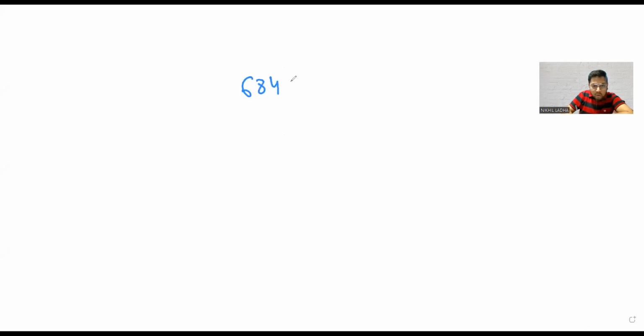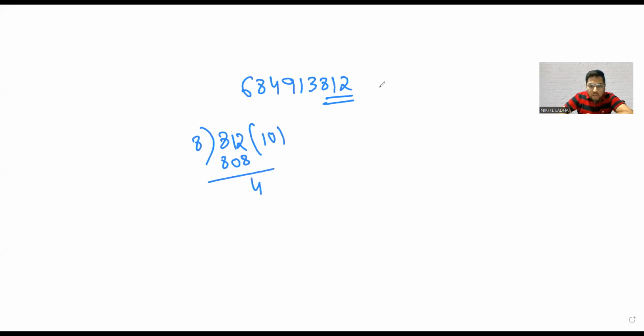6, 8, 4, 9, 1, 3, 8, 1, 2. We are not bothered about the entire set of digits. We are just bothered about the last 3 digits. So 8, 1, 2, we will be dividing it by 8. It will be 808 by the number 101. The remainder comes as 4. So when 684913812 is divided by 8, the remainder will be coming as simply 4. Let's take another example.